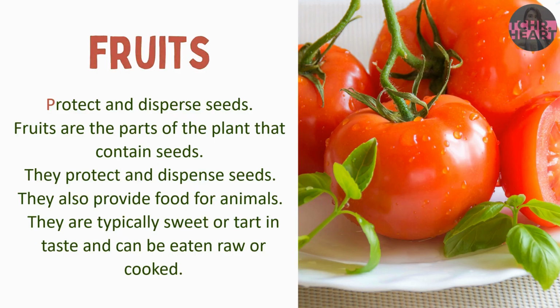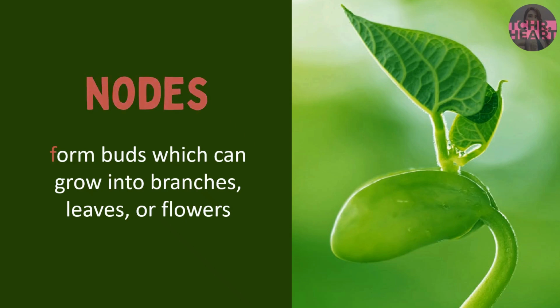Fruits protect and disperse seeds. Fruits are the parts of the plant that contain seeds. They protect and disperse seeds. They also provide food for animals. They are typically sweet or tart in taste and can be eaten raw or cooked. Nodes form buds, which can grow into branches, leaves, or flowers.